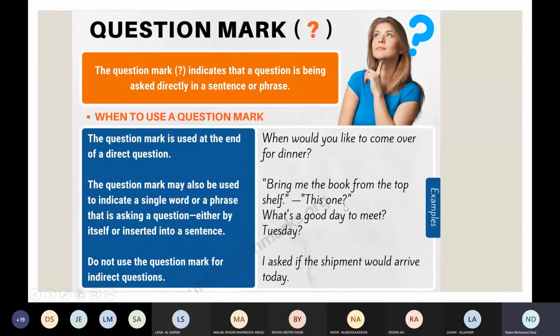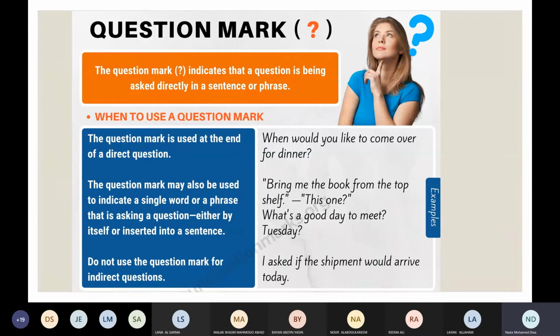When there is a question mark and I have a quotation, the question mark is inside it. What's a good day to meet? Tuesday? Also can be. Do not use the question mark for indirect questions. An indirect question is when I say, I asked him to do this.